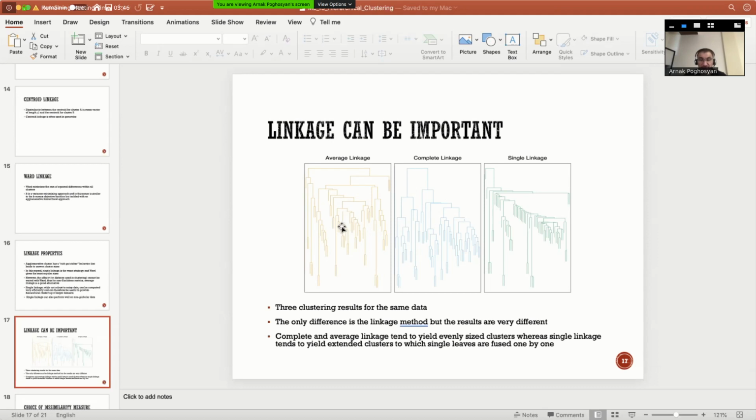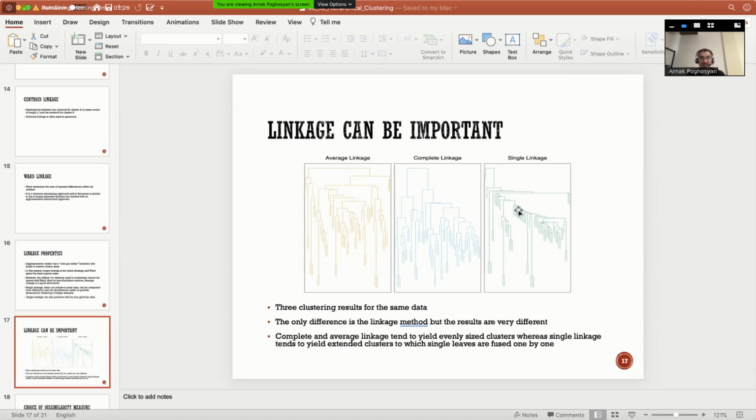So visually try to compare which tree is more balanced. What does it mean, balanced? When you are cutting into different clusters, you are expecting to have almost a similar number of observations within each cluster.